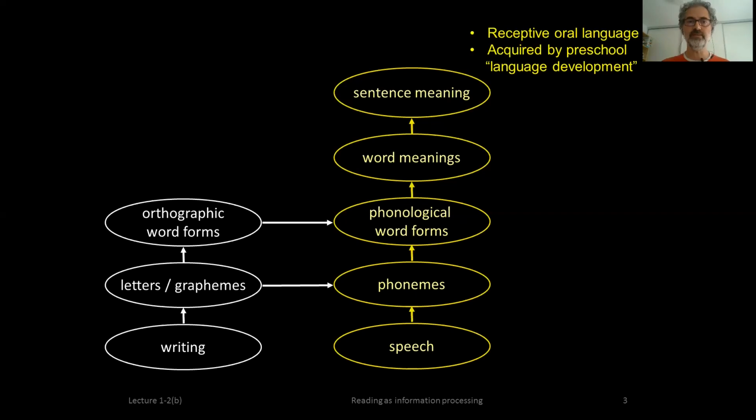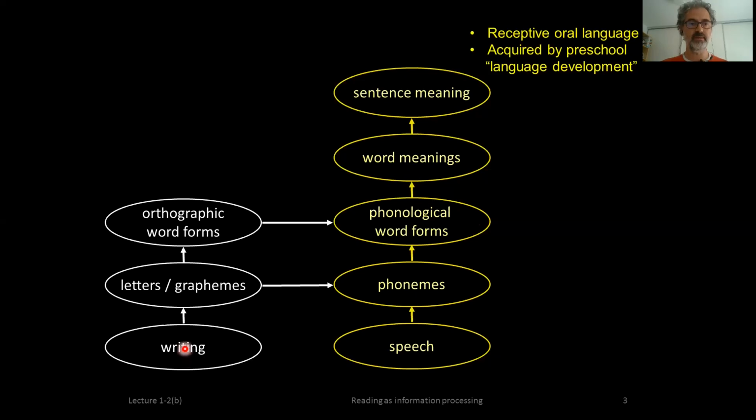Now, in contrast to this, there is a bunch of things that children learn to do when they go to school typically. So what they learn to do is when there is a piece of writing, which is something you can take a picture of. So down here is not something in the mind, it's something on a piece of paper or on screen, something you can literally take a picture of.